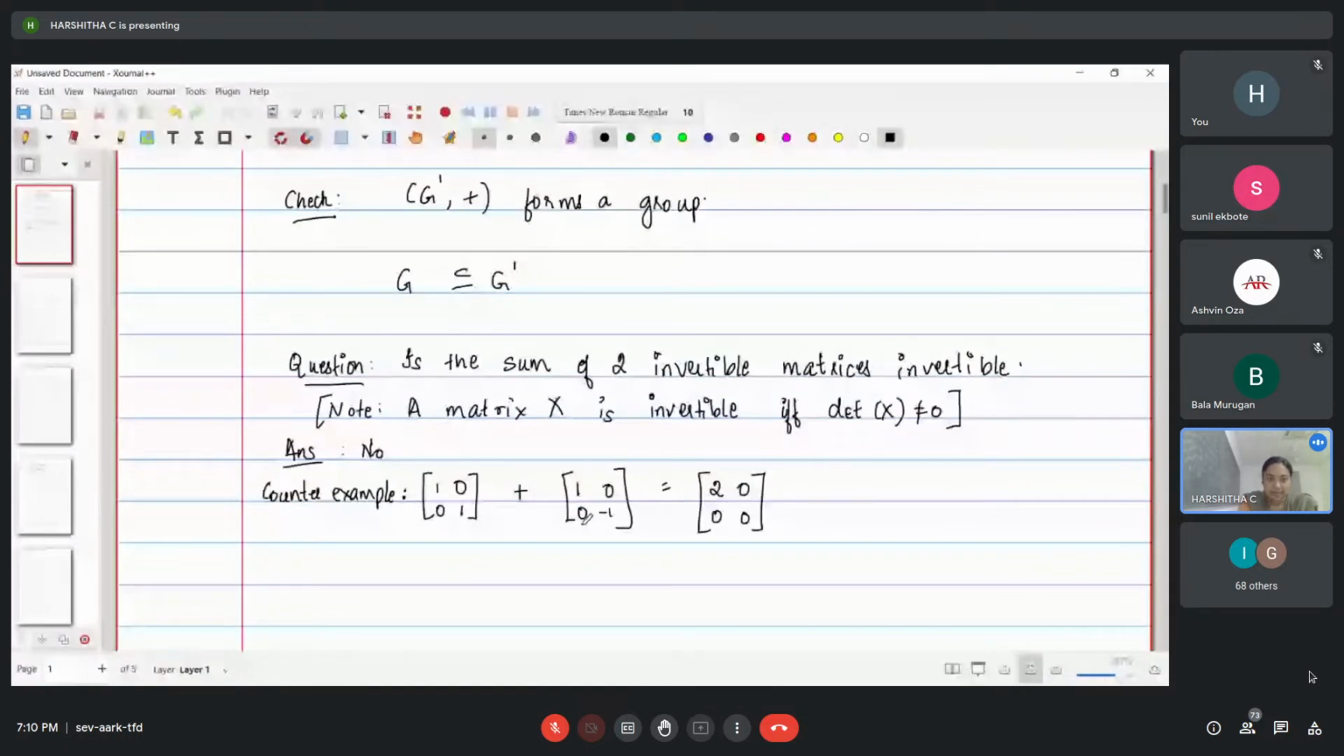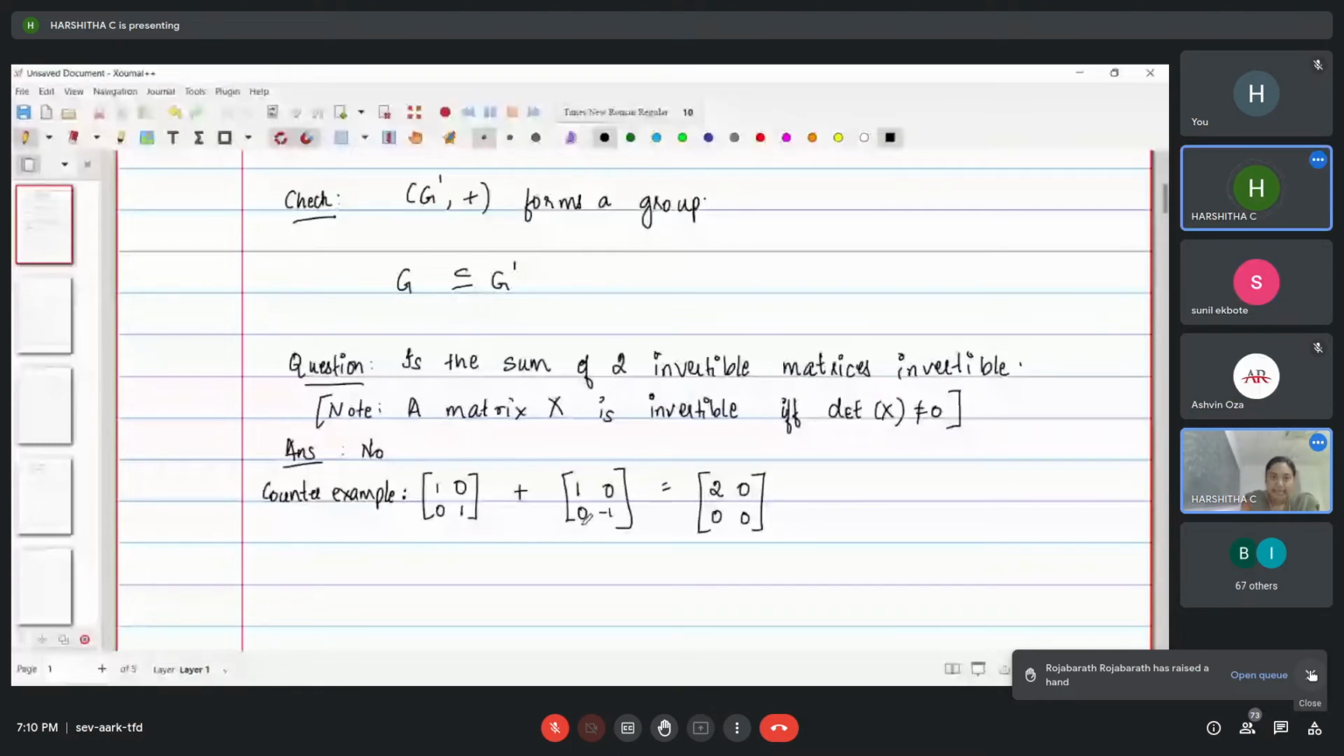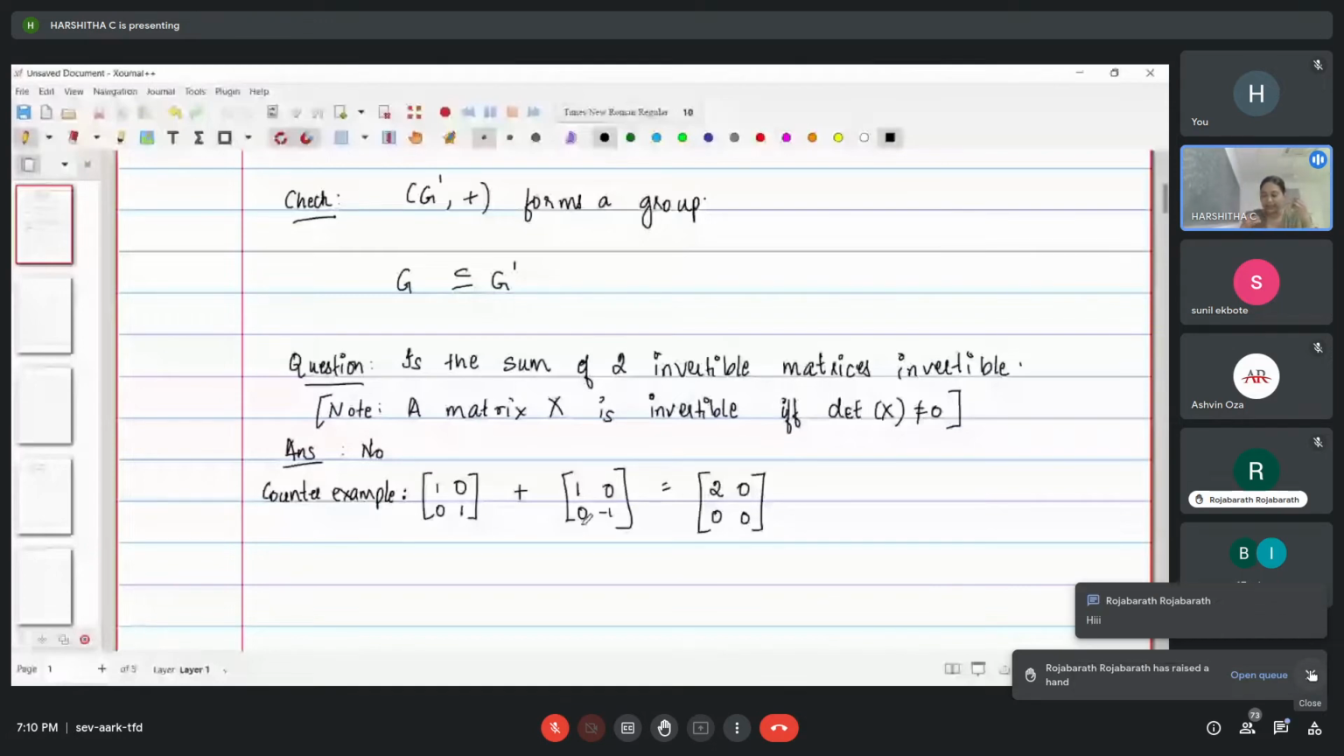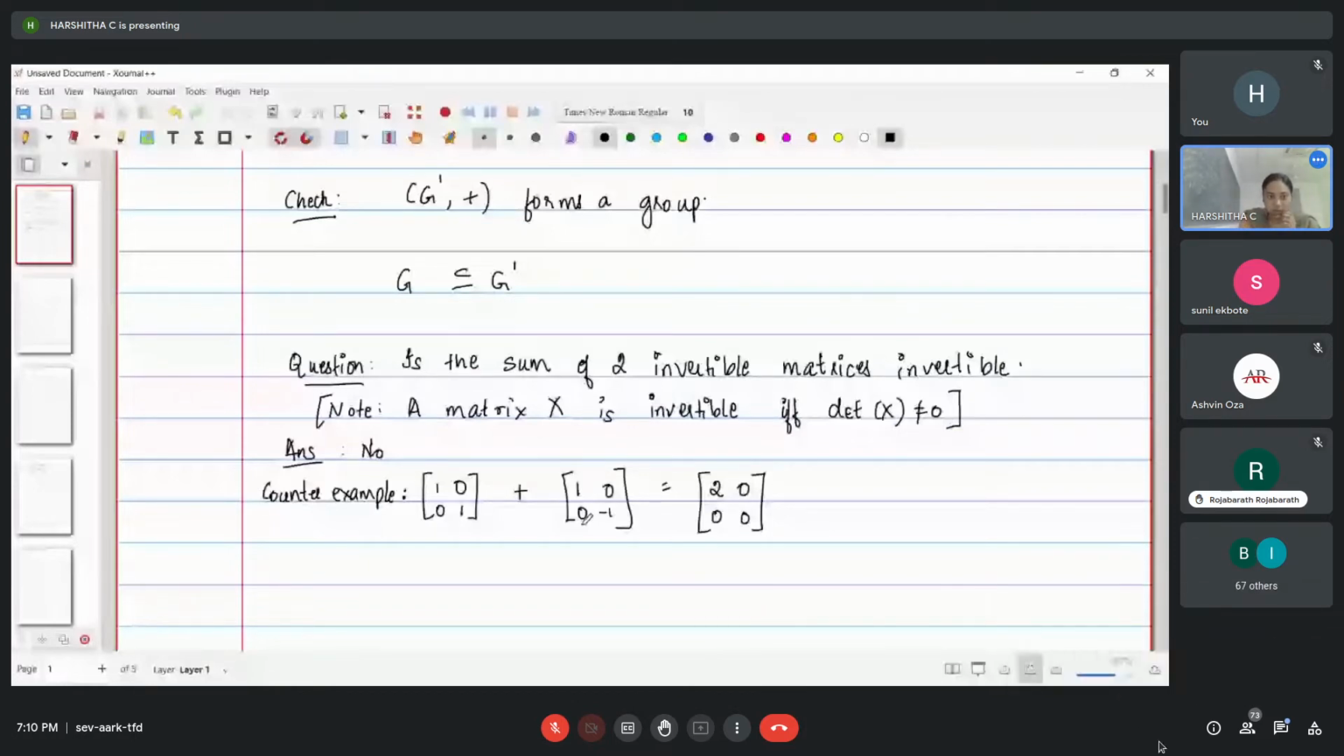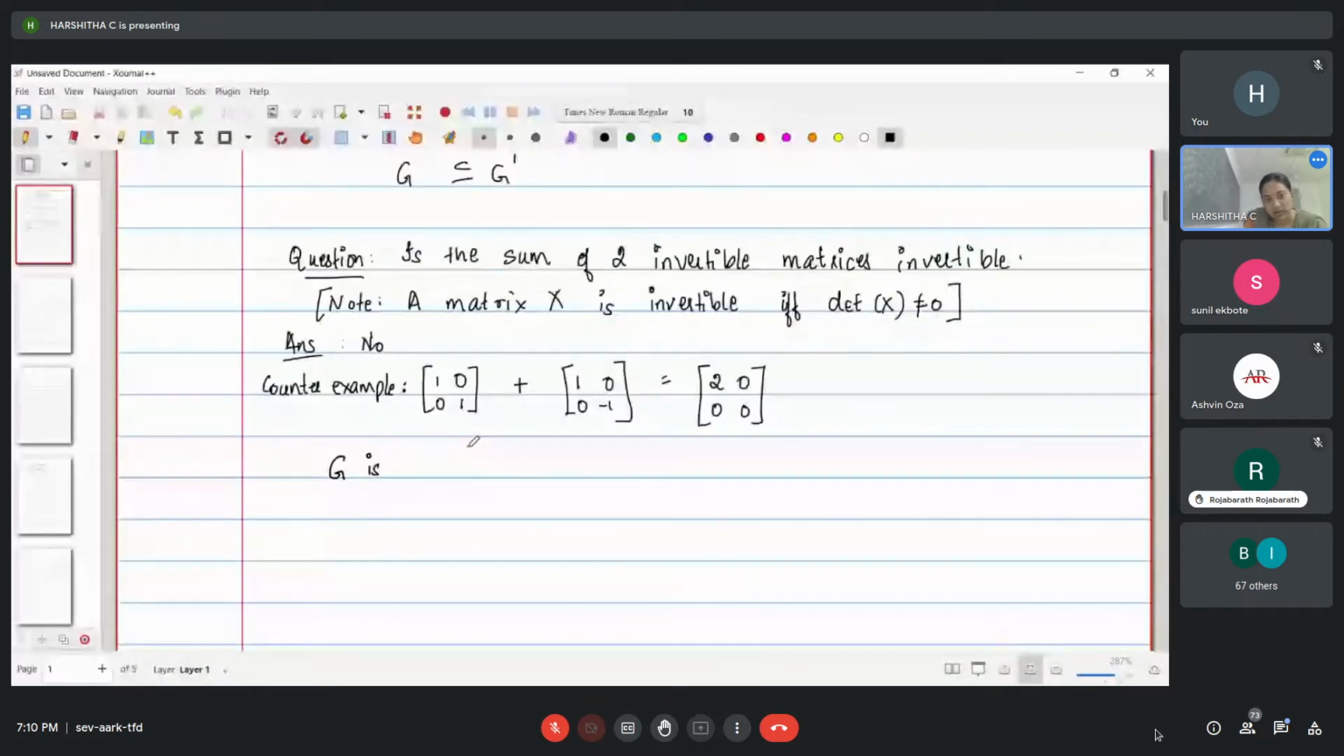So this GL2, although it is sitting as a subset of M2R, it is not a subgroup. When we say something is a subgroup, it's not just a subset, but under the same operation, it forms a group. So G is not a subgroup of G prime under addition.